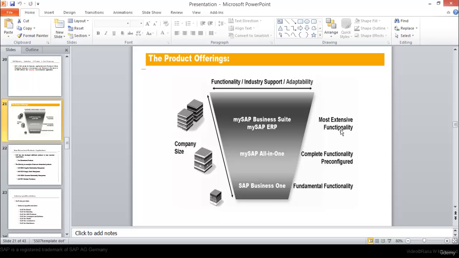What is the meaning of most extensive functionality? Yesterday I told you that there are standard templates already created in the SAP system by the SAP company for the flexibility of the companies, so that they can use those standard templates as their business processes. If the standard template fulfills the requirement of the business process, they can use that. If it doesn't, then they enhance the software through the ABAP programming language.